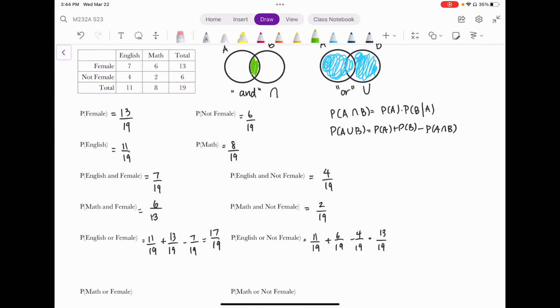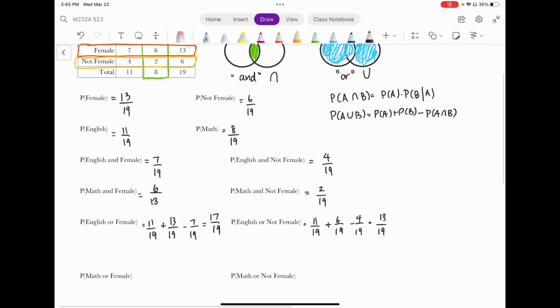Now we're focusing on math. There's 8. I'm going to highlight both of these at the same time. With female, math or female, 8 plus 13 minus the 6 that I've double counted. And the not female has 2 that I've double counted. So let's write that out.